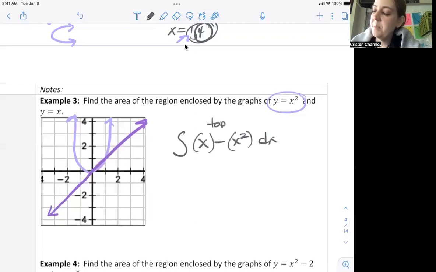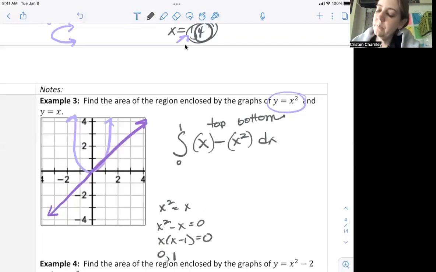Top minus bottom. My boundaries, I can set them equal to each other. X squared equals x. So x squared minus x equals 0. Factor out an x, x minus 1. X is equal to 0 and 1. You can put that in your calculator. This one I don't think I have yet.